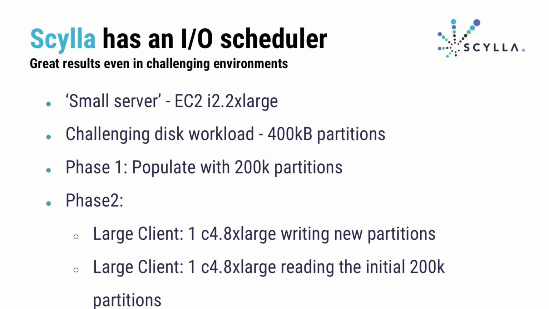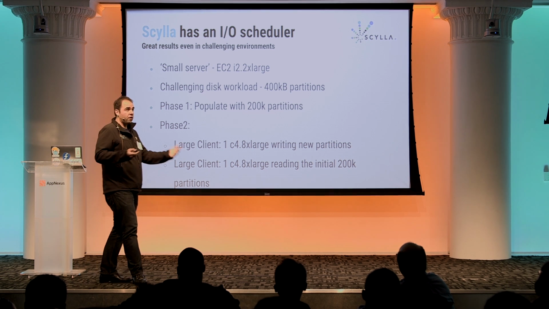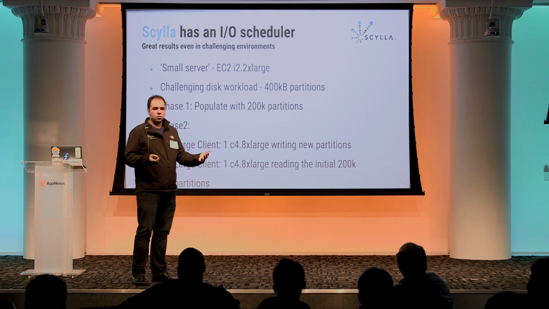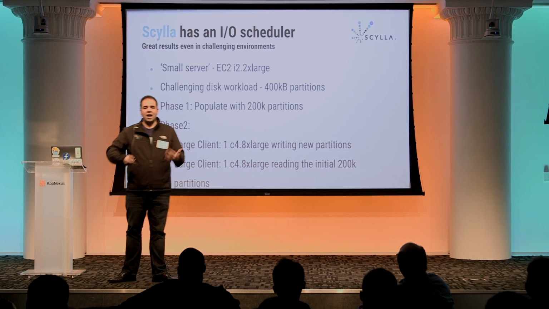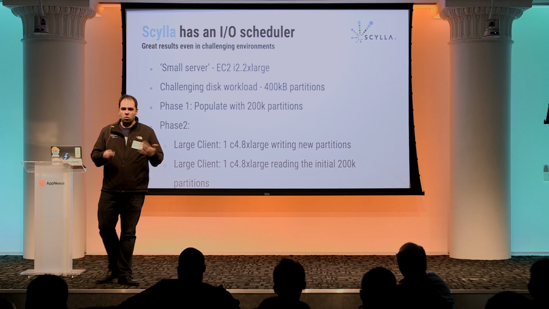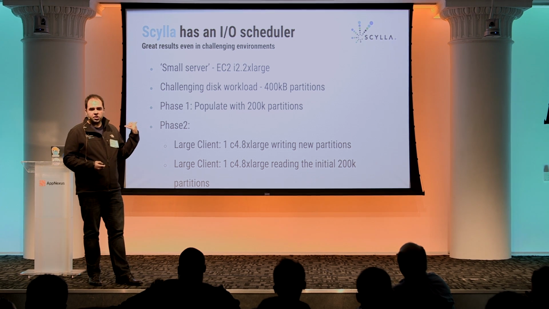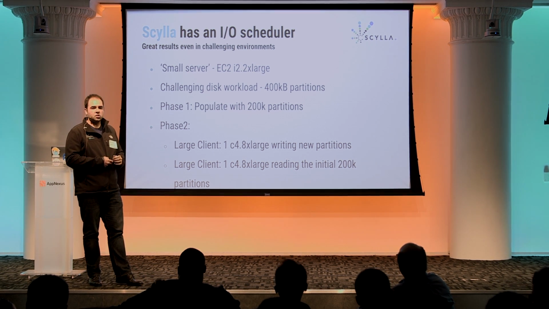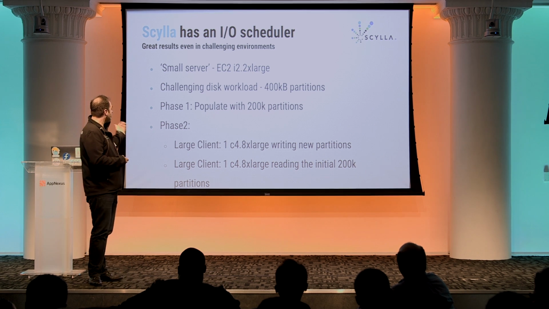For this workload, it's a very small server. This is all running on Amazon. It's not on-prem, so it's not the best hardware in the world. And each row is about 400 kilobytes in size, so they're fairly large as far as Cassandra rows go, which makes a very challenging workload for the disk. The disk is going to work a lot. And again, the disks for this very small instance are not exactly very fast.